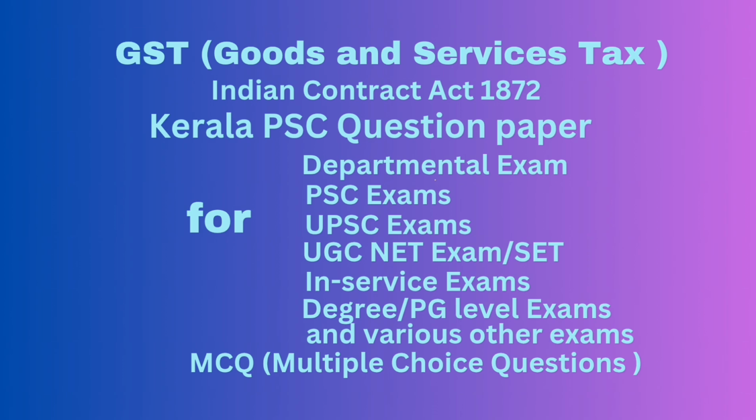Question number 84. A tax invoice should contain dash as per Central GST rule. Option A, name and address of the supplier. Option B, name and address of the recipient. Option C, GSTIN of the supplier and recipient with the HSN code of goods or services including value. Option D, all of the above. Correct answer option D, all of the above.